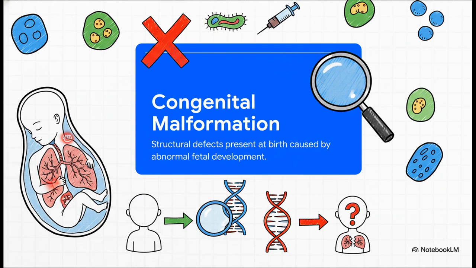Just to make sure we're all on the absolute same page here, a congenital malformation is, quite simply, a structural defect that's present right at birth. It's caused by an interruption or a glitch in normal fetal development. So we aren't talking about infections acquired after birth, right? We're talking about the basic biological hardware not forming quite the way it was originally designed to.